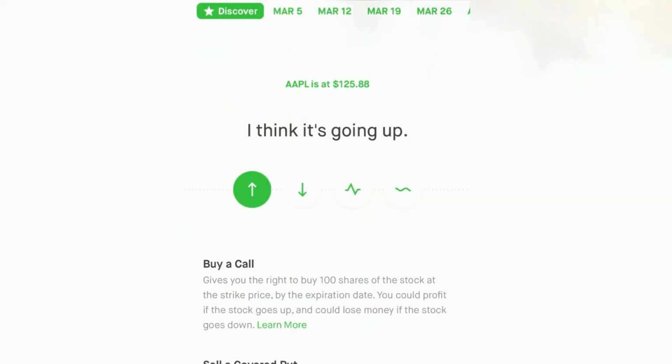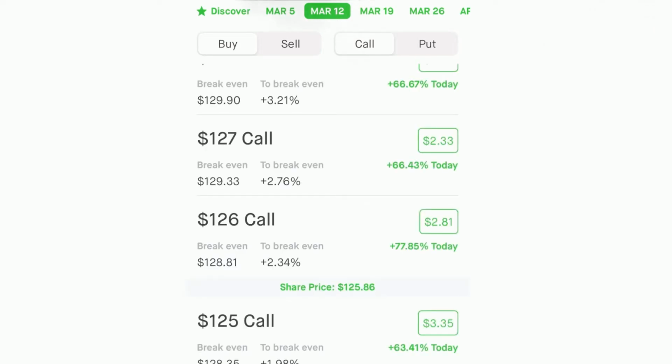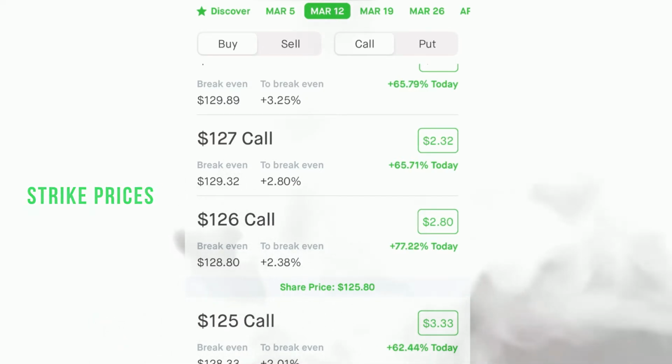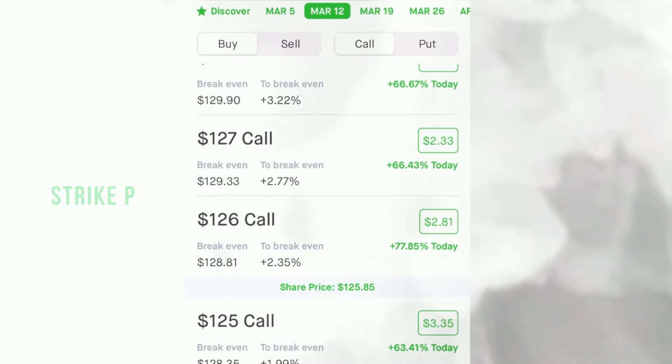At the top, we have our expiry dates, which I'm going to do March 12th. What an expiry date means is you have the power to buy 100 shares of a stock up until the market closes on this date. But like I said, we don't exercise options, we just sell them. But of course, we still want to sell them before they expire. So on the left side of the screen, this 125, 126, and 127, these are called strike prices. And this is the price that you can buy 100 shares of a stock at if you have that contract.